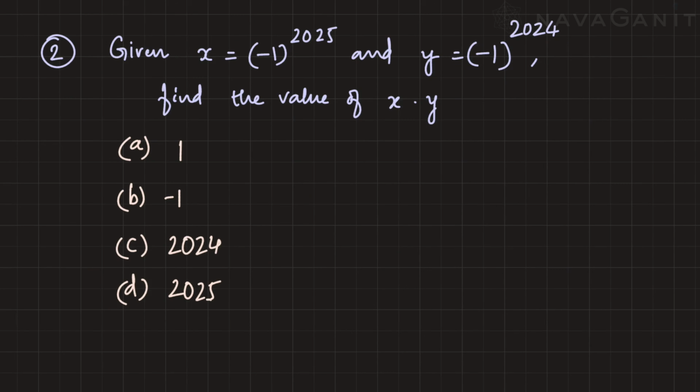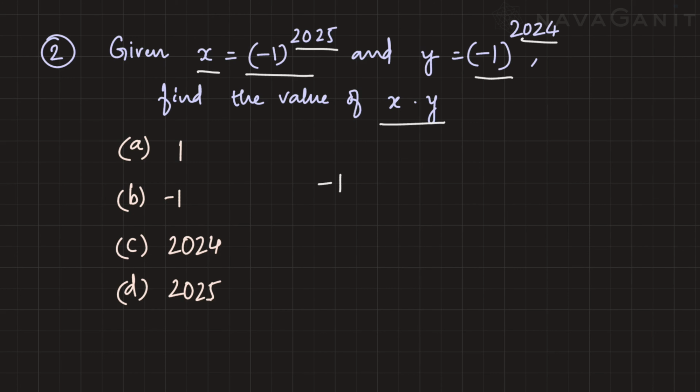Next problem. x equals minus 1 raised to the power of 2025 and y equals minus 1 raised to the power of 2024. We need to find the value of x multiplied by y.